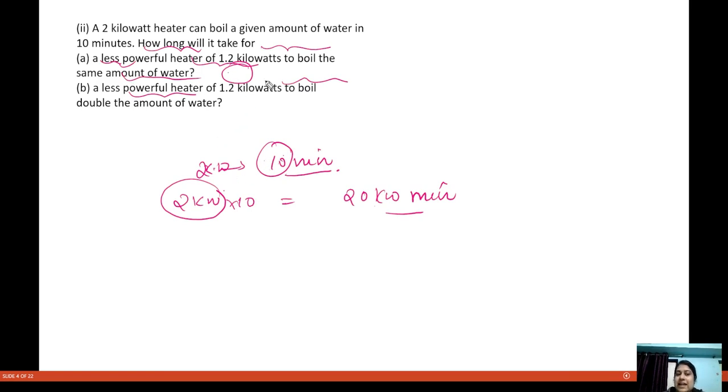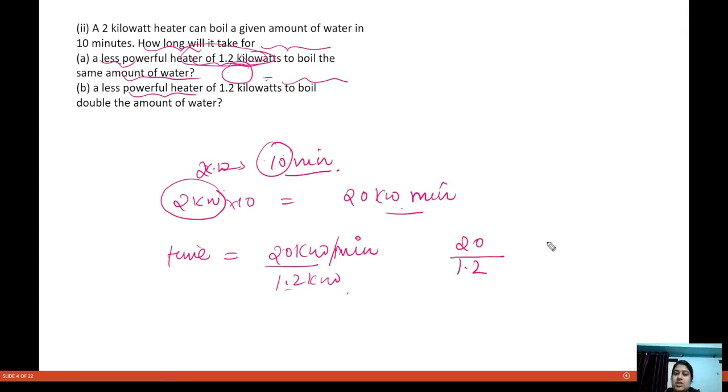Now this less powerful heater is only giving 1.2 kilowatt. So how long will it take, it is asking. We need to calculate the time. How will we calculate the time? We need 20 kilowatt minute of energy, and this is giving only 1.2 kilowatt. So just divide this by that. 20 divided by 1.2, how much will you get?